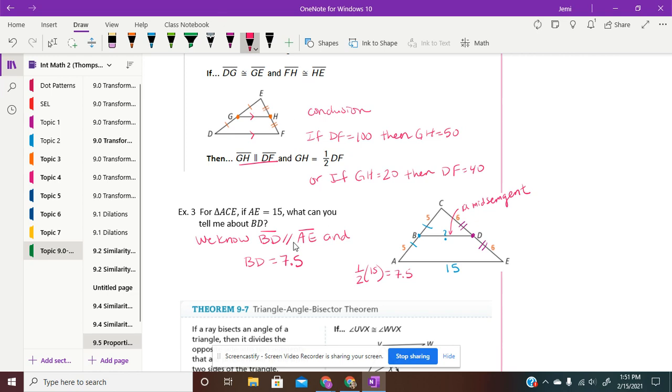Something else to notice, when I make my parallel statement up here, I'm talking about the line itself. Line BD is parallel to line AE, so I use the segment bar on top. And then on bottom, I don't use the segment bar, because if I don't have the bar on top, that means the measurement of the length or the distance. So the length or the measurement of BD is equal to 7.5.